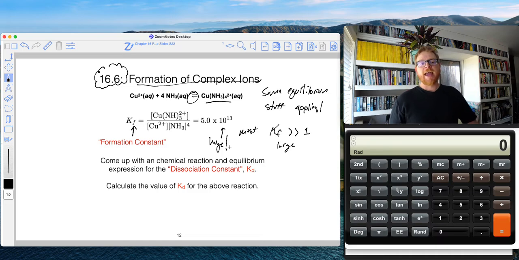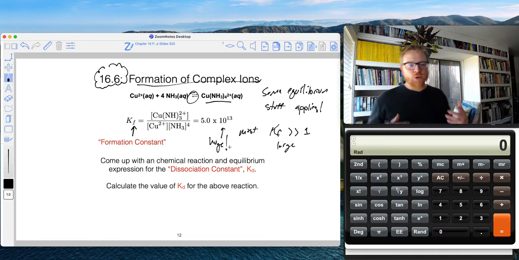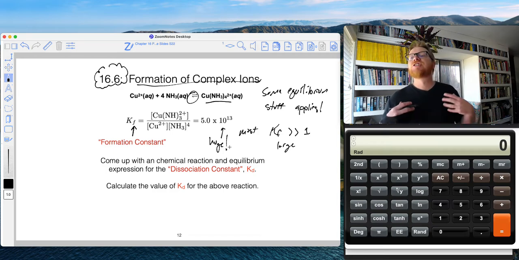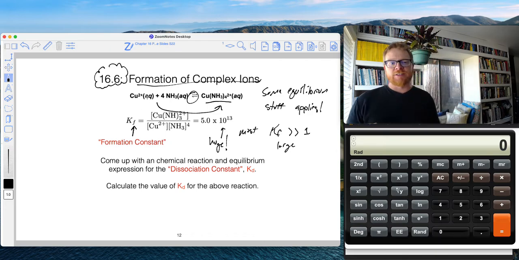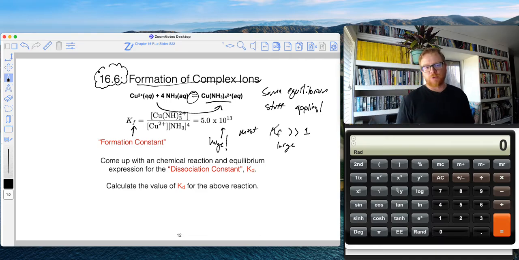it's huge, okay? And so again, this is why Lewis bases do a really good job of sequestering metals, because if we think about this now, our equilibrium position will be way far to the right, and we don't expect to have a whole lot of free copper ions in solution in the presence of ammonia, because it's going to make this complex ion with great efficiency.